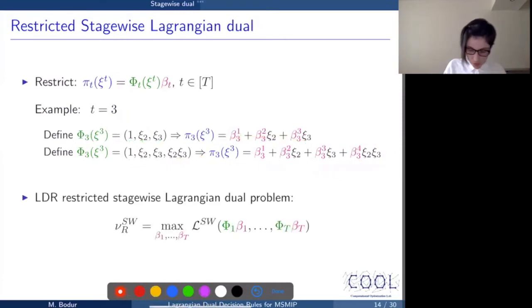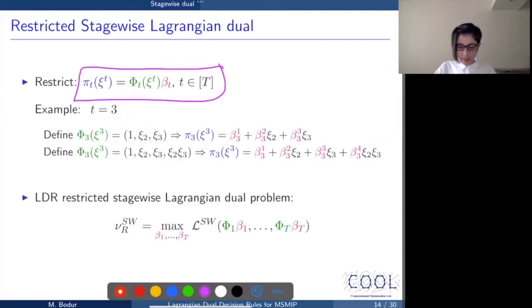Anyway, what we will do is enforce these linear decision rules on our Lagrangian multipliers. And now that I do that, I don't need to optimize over these infinite dimensional crazy policies, pi's. I can instead simply optimize over my deterministic decision variables, betas. So this is what we end up with. This is what we are calling our restricted Lagrangian dual problem.